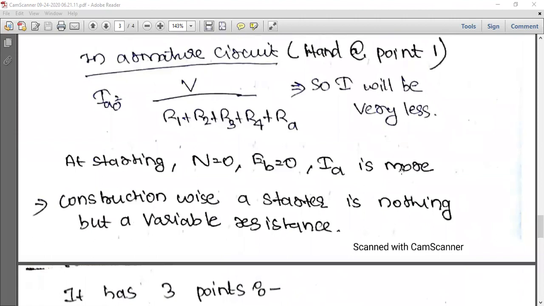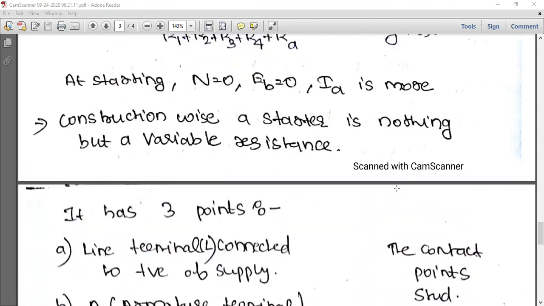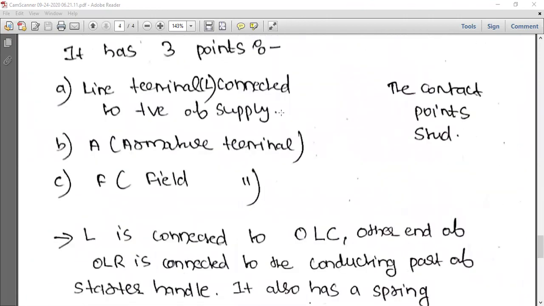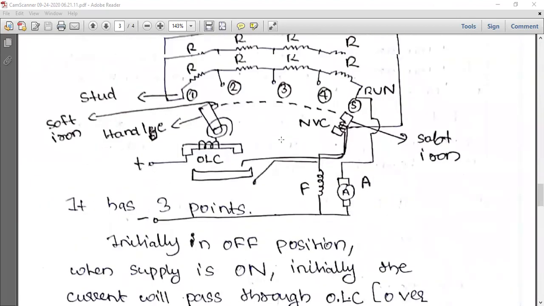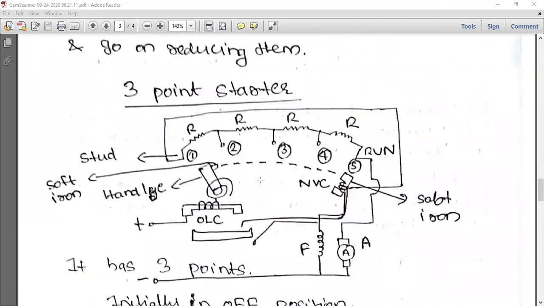So construction wise, we can say that the starter is nothing but a variable resistance. Here we are just changing the resistance, and we are getting the corresponding current. It has 3 points, and the contact points are called studs. These are all the contact points, 1, 2, 3, 4, 5. All these points we call studs.